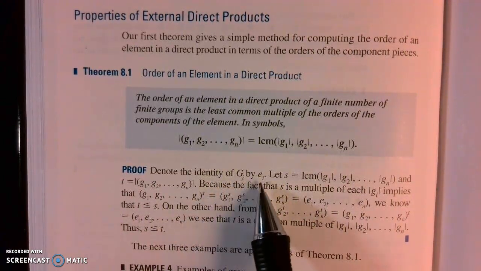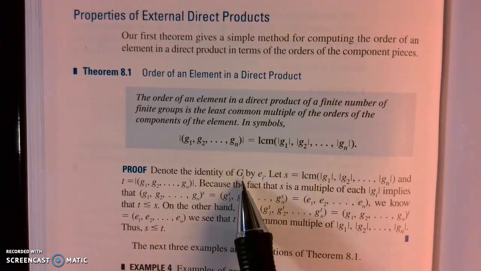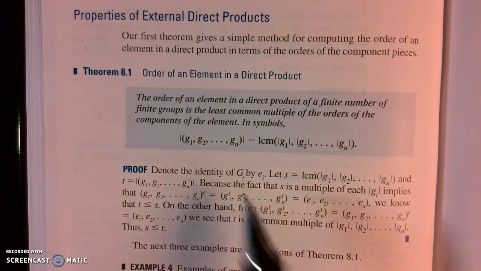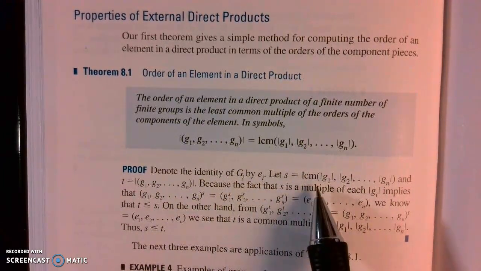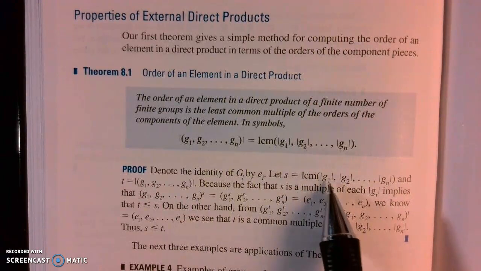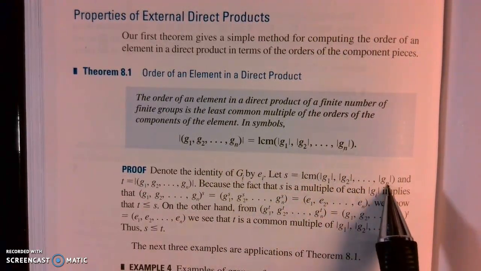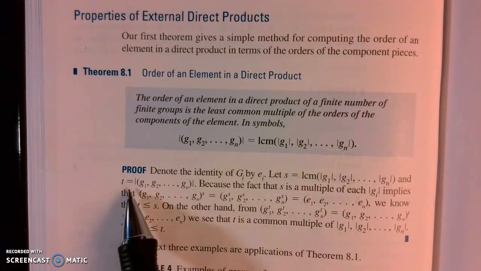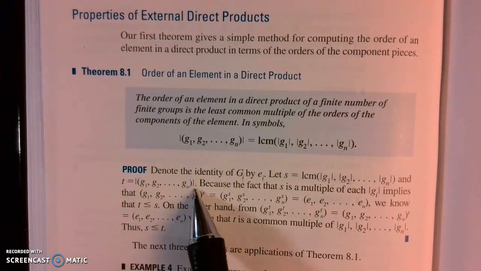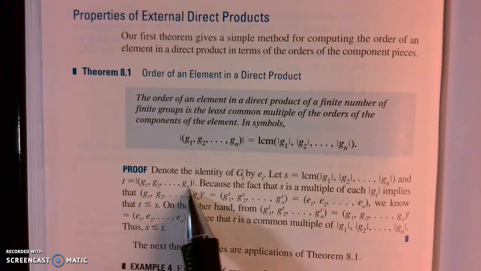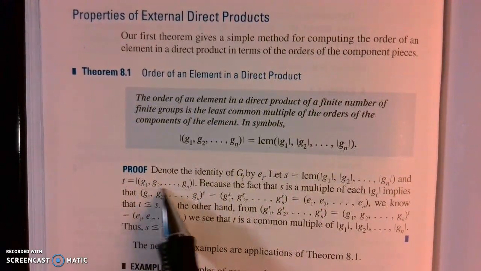Proof: let Ei be the identity of the group Gi, and let S be the LCM of the order of G1 and so on, the order of Gn. And let T be the order of the n-tuple.